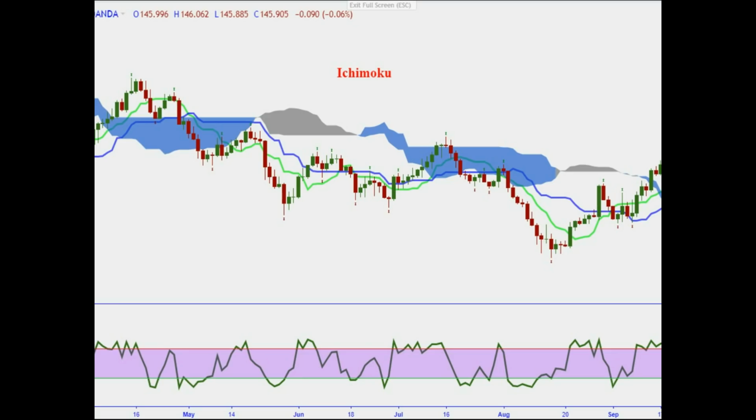Now, this strategy that I'm talking about is more for a trending market. And if we were looking at the market ranging, we would still use the Williams percent R, but we probably wouldn't use Ichimoku. Okay.